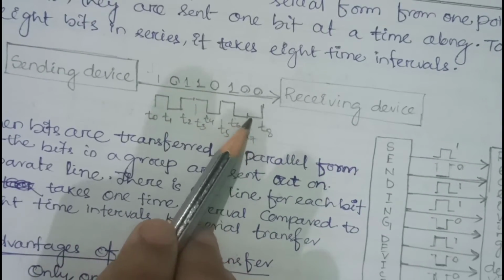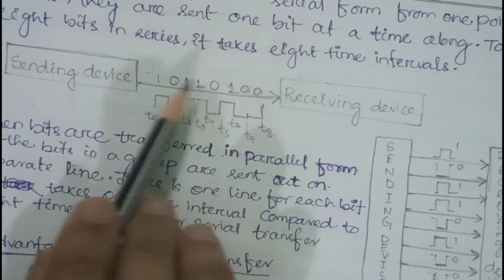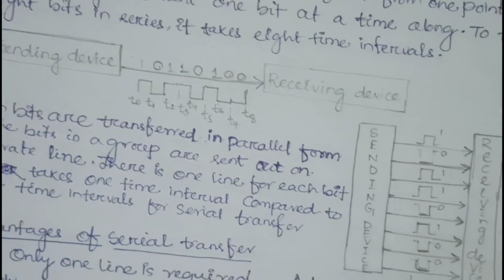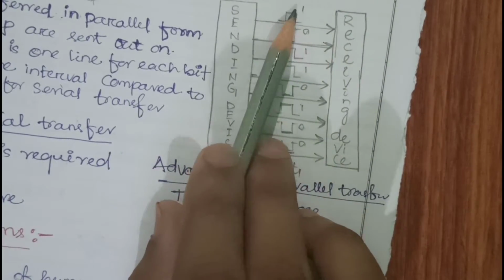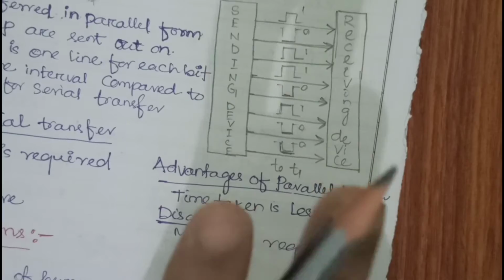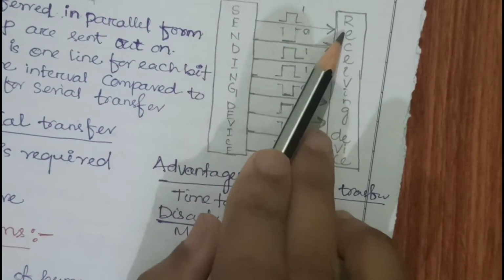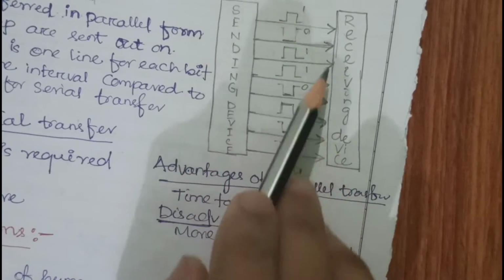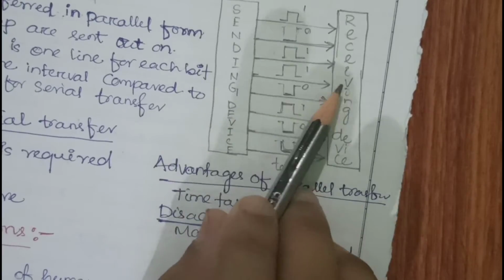Suppose one pulse needs 2 microseconds. So 10 pulses will need 20 microseconds to send from one end to another end. But that is not the case in parallel. For parallel data transfer, if one pulse needs 2 microseconds to send from one end to another end, then the 10 pulses will need only the same 2 microseconds, because here parallel lines are there.